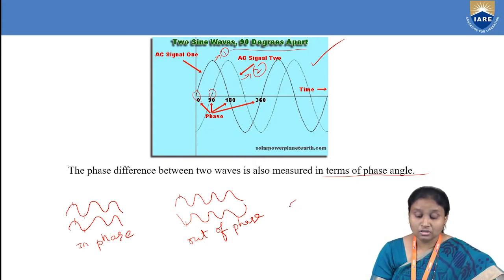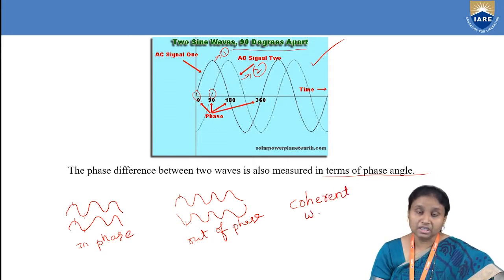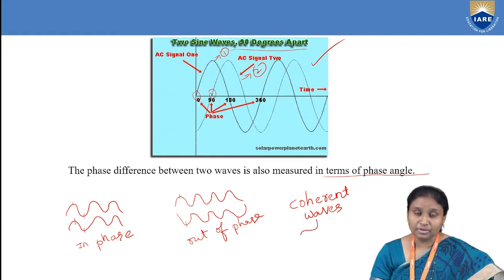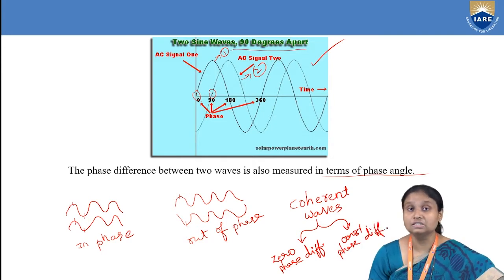So when will we call two waves coherent waves? When we are talking about phenomena related to light, we'll be using this term many times throughout this particular topic. Two waves are said to be coherent if they either maintain zero phase difference, or they maintain constant phase difference. If two waves maintain zero phase difference or constant phase difference, then we call such waves coherent waves.